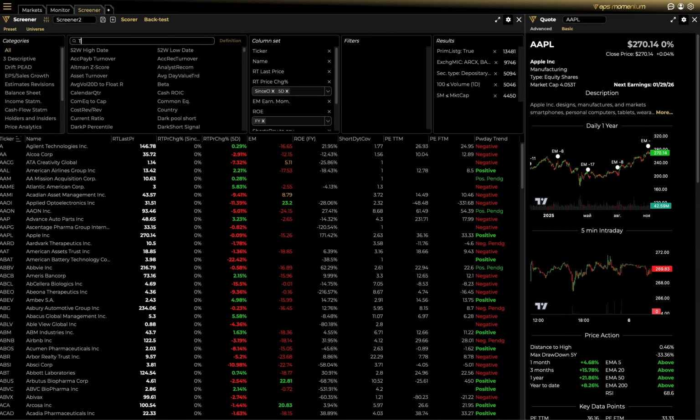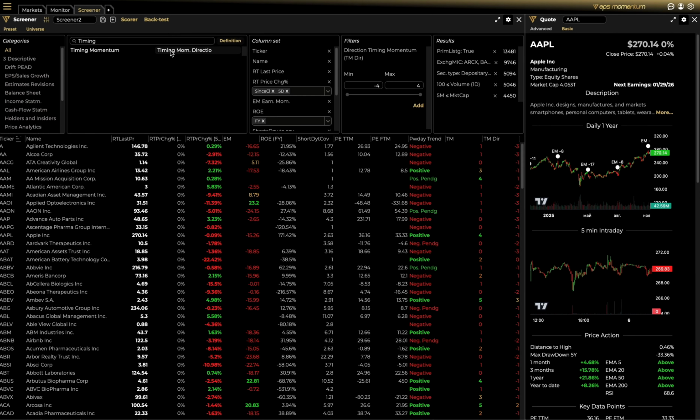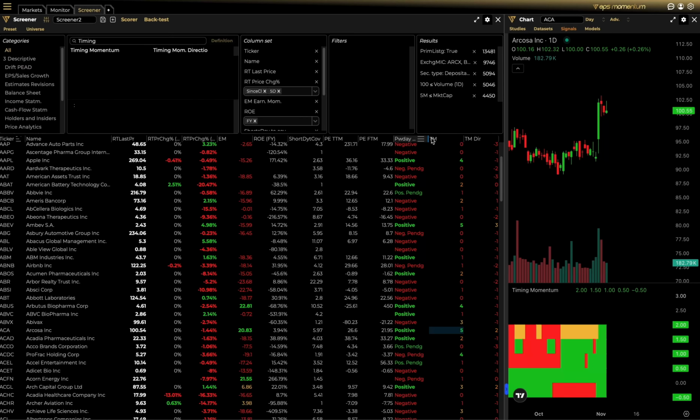Here we'll use timing momentum and timing momentum direction, 2 key filters that help us find improving setups. Here we see the timing momentum column. This number ranges from 0 to 5, where 5 is the most bullish setup. It combines the 5 main signals we discussed earlier, so when all 5 of these are positive, the value becomes 5, and that's a strong uptrend.